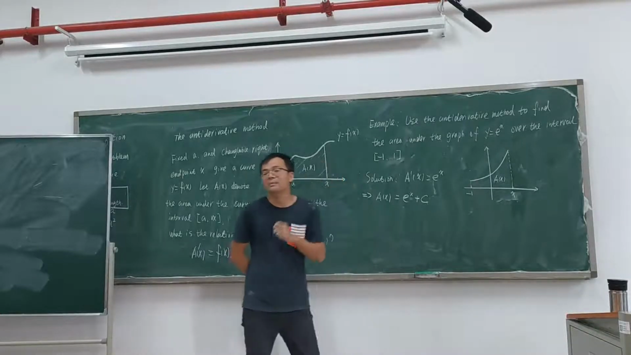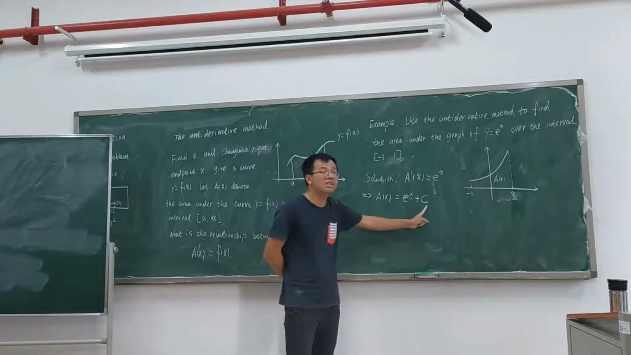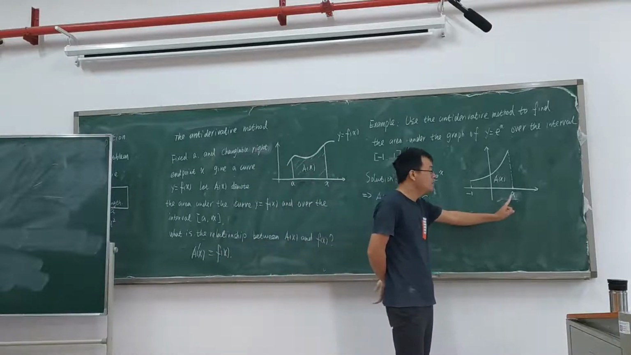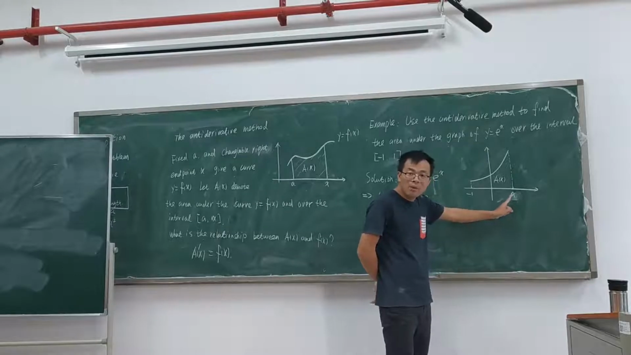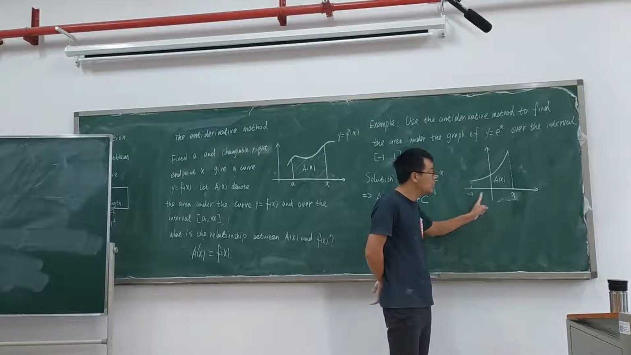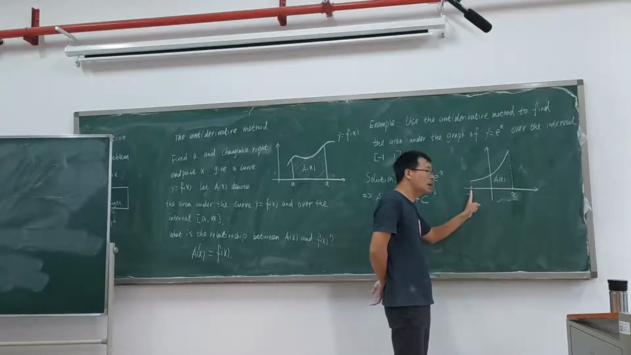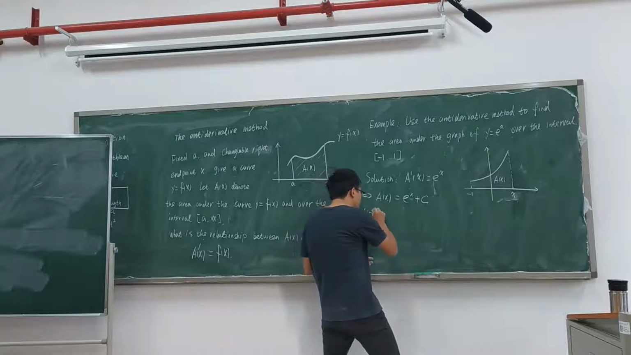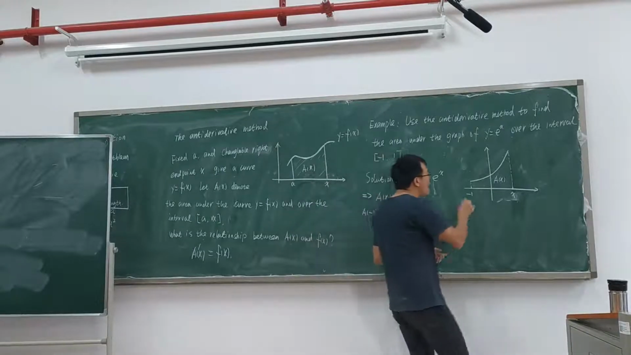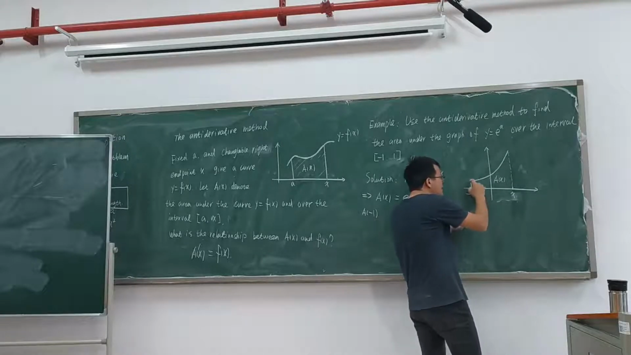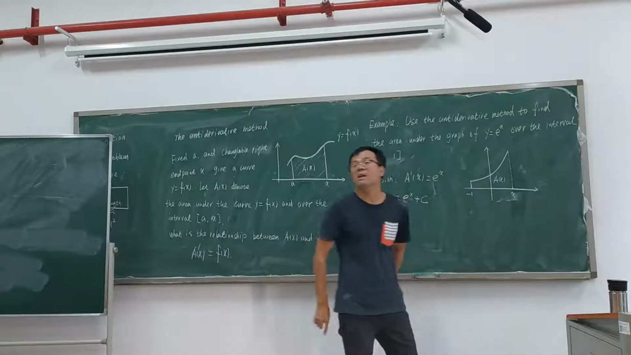The second step is what? You need to determine c. Now we can see when the right endpoint equal to the left endpoint, when x is equal to -1. So we have what? A(-1) equal to what? A(-1) actually is the area of this part, yeah? So A(-1) is what?